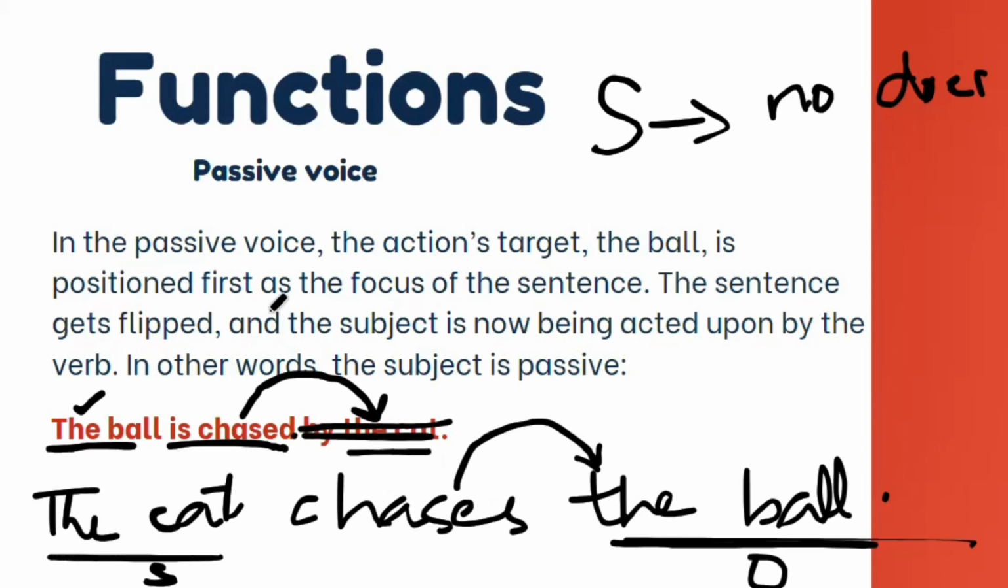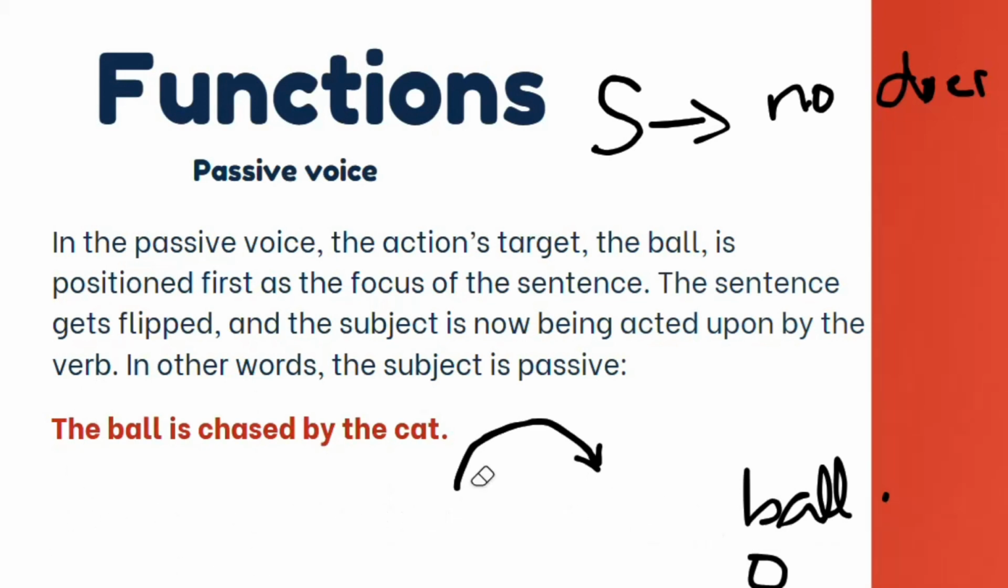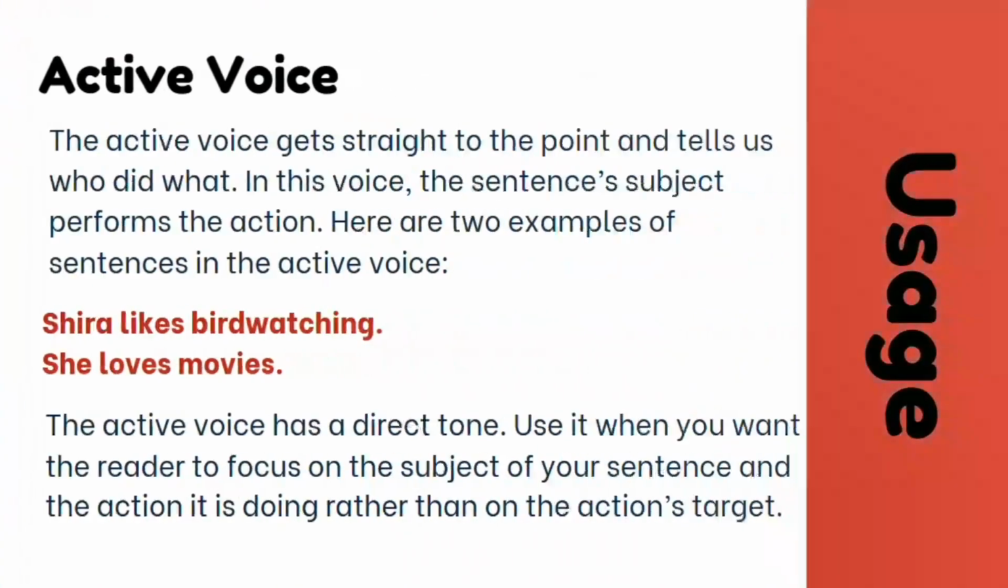So we simply omit this part, by someone or something, right? But here we can just say the ball is chased by the cat. The simple thing to remember about passive voice is that in passive voice the subject is not doing anything, right? Just be patient. In the next few examples, you will understand this much better. Let's check out our next slide.